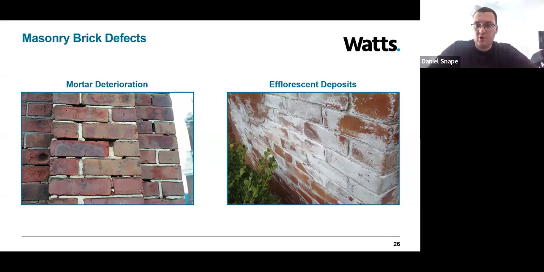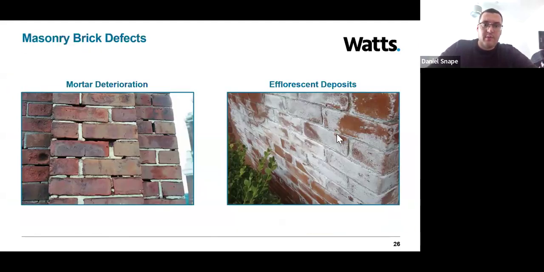Poor maintenance can also contribute towards this, as if mortar damage isn't repaired promptly, it can spread, which can then lead to water penetration issues. So if you see this on your building, it really is worth having it looked at by a surveyor who will determine whether it needs to be repointed or whether there's a wider issue.